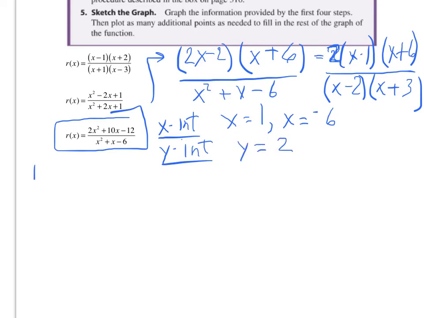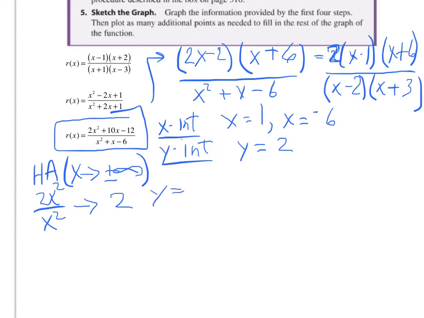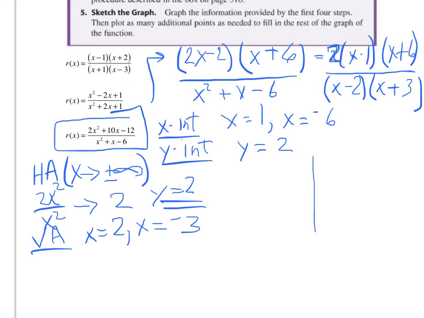Now we'll find our asymptotes. Horizontal asymptote, that's end behavior. X is, of course, going to plus or minus infinity, so we look at the dominant terms. The numerator dominant term is 2x squared. The denominator dominant term is x squared. And that has the same end behavior as 2, and therefore y equals 2 is the horizontal asymptote. Vertical asymptotes are the zeros of the denominator. The denominator in factored form gives us x equals 2 and x equals negative 3 for vertical asymptotes. So now we should have enough information to be able to roughly sketch the graph.